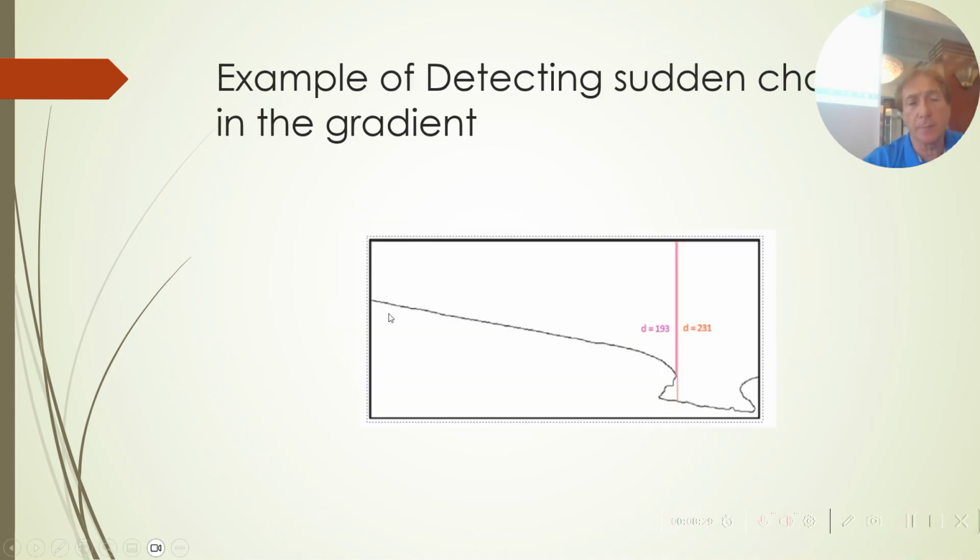I can explain it better here. So we see this is our contour, and if we calculate the gradient of this contour, it will be more or less constant. And then here on this point, we suddenly have a change, and this could be calculated or detected, and this could be a sign that we have a pathological case.